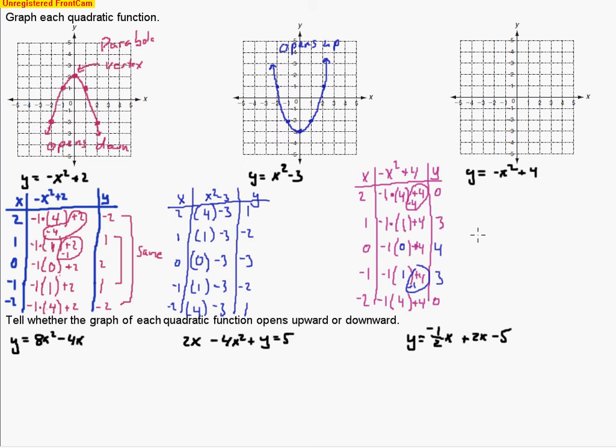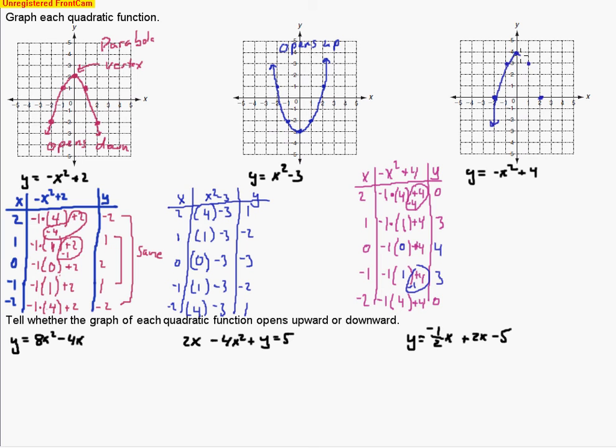So now I've got some points. So when I go over 2 spaces to the left, I go up 0. Over 2 spaces to the right, I go up 0. 1 space to the left gives me 3 spaces up, and 1 space to the right is 3 spaces up. 0 spaces over, well, that gives me 4 spaces up. So now I've got the graph, and it's just a parabola. And it does the same thing as the first one.